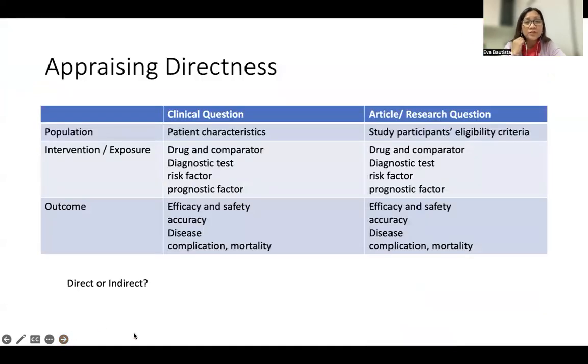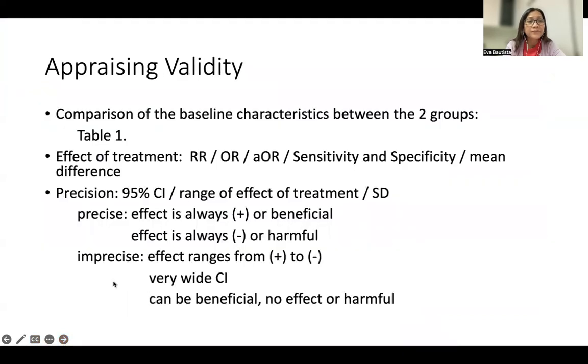So in your presentation, we expect to see this table. When you appraise directness, be sure to identify the population, the intervention or exposure, and probably with comparator and outcome, your PICO, okay? And this is your scenario, and this is one from the article. So just some guide, if you are being asked about if the two groups being compared are similar, you can always refer to table 1 of the results and compare the characteristics of the two groups.